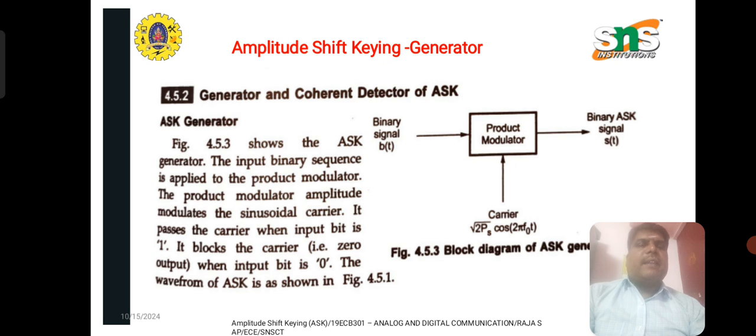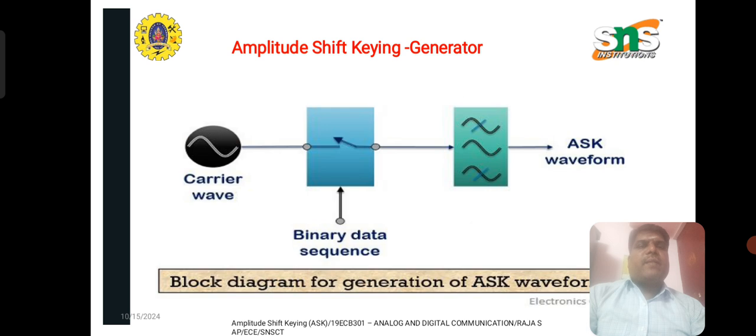Simply, if you see the diagram, the binary bit, that is the digital input, is given as the binary sequence b(t). Then the carrier is given at the bottom, that is root 2Ps cos 2πf0t. Both are multiplied together in the product modulator. Then finally the binary ASK signal is produced as the product of b(t) and root 2Ps cos 2πf0t. So this diagram shows how an ASK signal is generated.